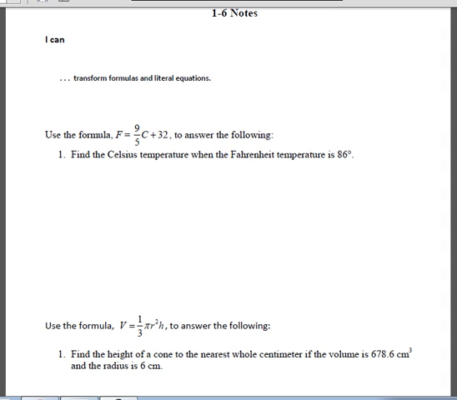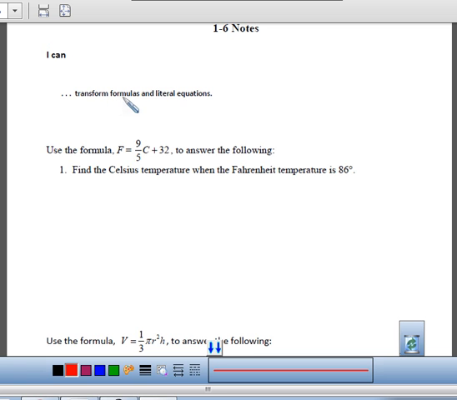Hopefully my tools here will be working a little bit better than they were in the last video. Alright, so what is this about? Our target for this is I can transform formulas and literal equations. Alright, so formulas you probably used before. Literal equations, we'll talk about what that is when we get to the next page.